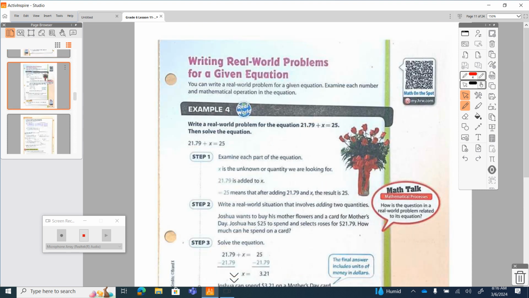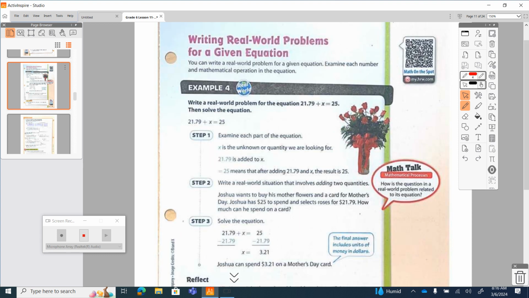And this is where we say you want to know how to do this because sometimes they get a little bit more complicated. This is a real world problem, and they just gave you the equation. It has something to do with buying roses. Okay, Joshua, it's right here.